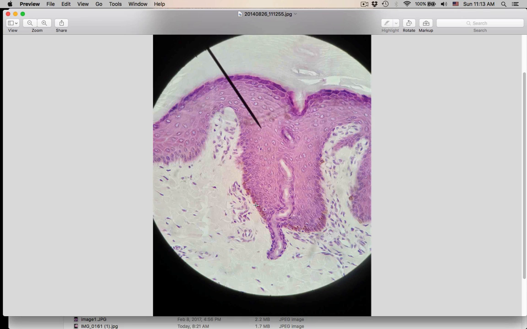Remember your layers of the skin from bottom to top? The pointer is in what layer of the top region of the skin? So what is that layer called? This is number 2. So number 2.